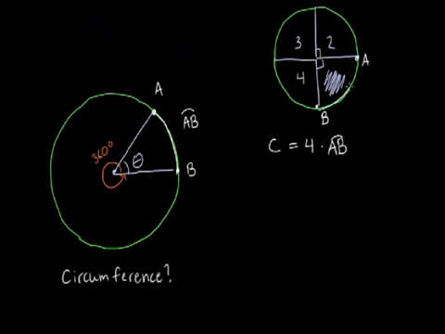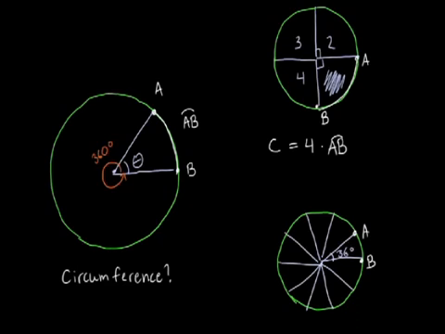Now let's just drive the point home further with this other circle. Again, we have points A and B. And here the angle between points A and B, let's say we measure it, and it turns out to be 36 degrees. So since 36 goes into 360 10 times, we know that 10 of these pieces will fit into the circle, and in this case the circumference is 10, which is the number of pieces, times the length of one piece, AB.